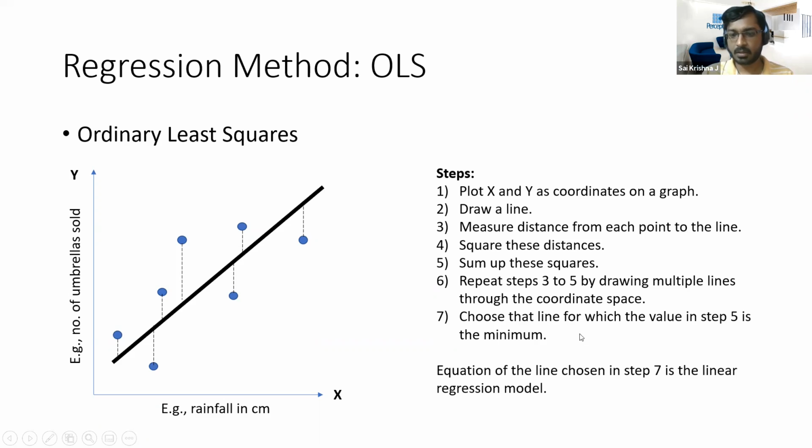And the equation of that line, which you choose in step 7, is the linear regression model, or the linear regression equation. Okay. Any questions here until now?